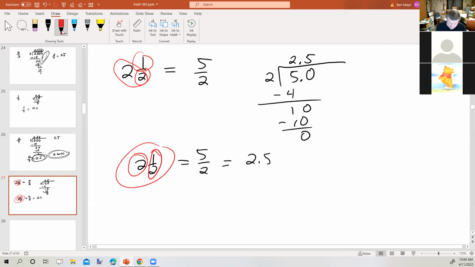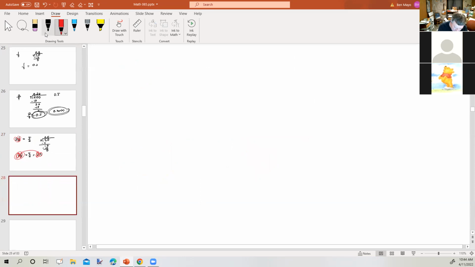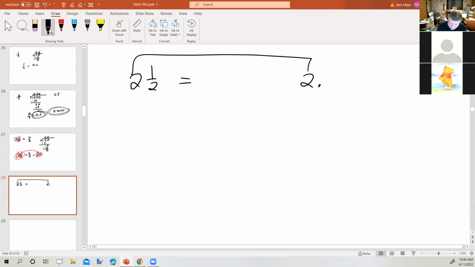or the fraction. Our answer in decimal form, 2 is the whole number and 0.5 is our decimal part of this final answer of 2.5. Okay, so the whole number parts are the same. Now, what does that mean? It means that we could have done this. Instead of converting it into an improper fraction, we could have said, well, the 2 is still going to be 2, and the 1/2 we're going to convert into a decimal.